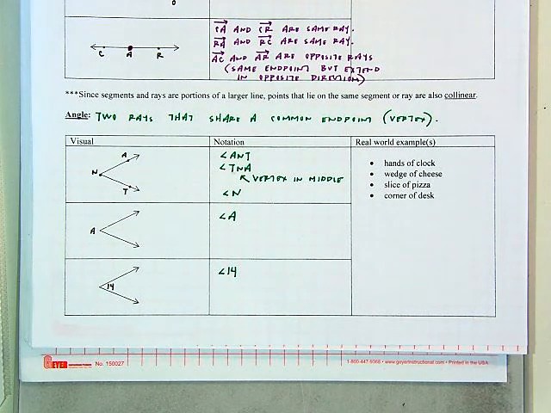Okay, some real-world examples. You can picture hands on a clock, a wedge of cheese, a slice of pizza, the corner of a desk. All of those examples are two rays that share a common endpoint, which we call the vertex. So again, we have three defined terms, our segment, our ray, our angle, which are built up of those foundational basic terms, those undefined terms that we saw on that first sheet, our point, our line, and our plane.